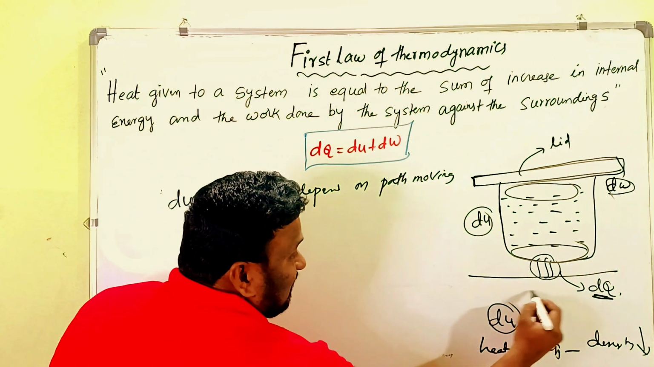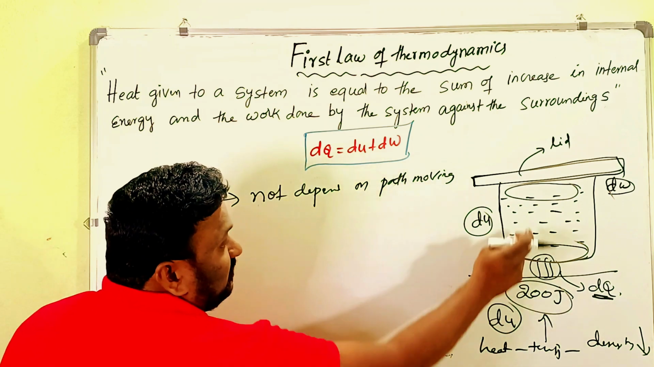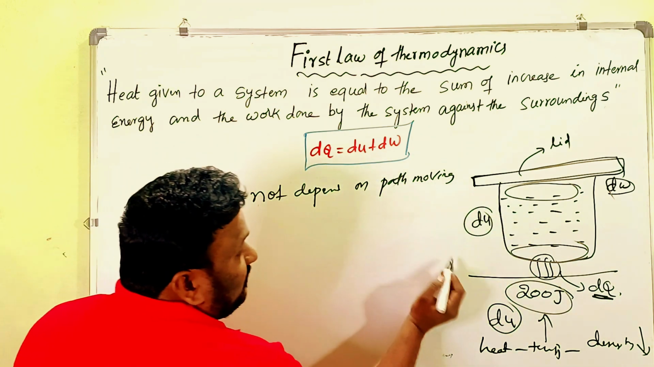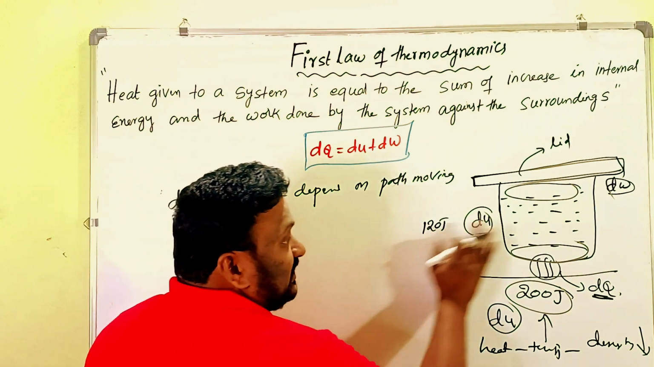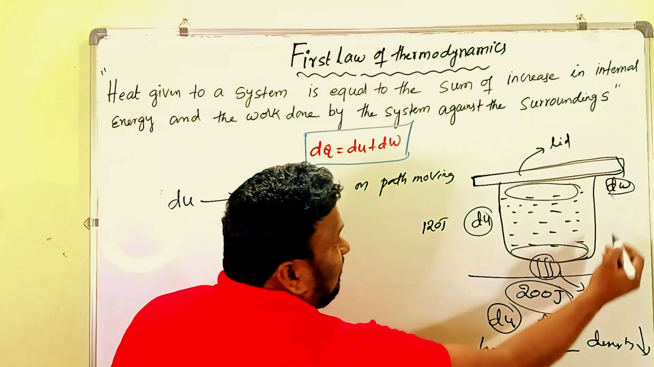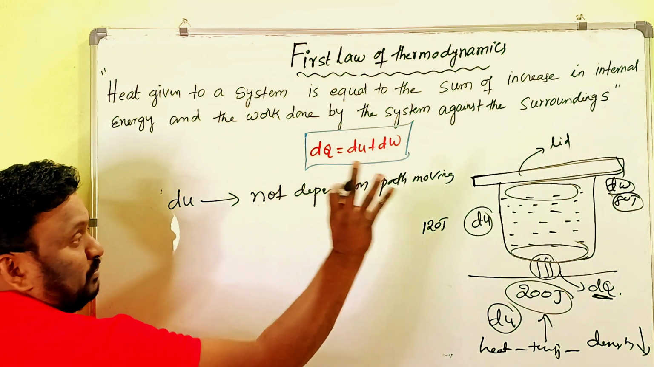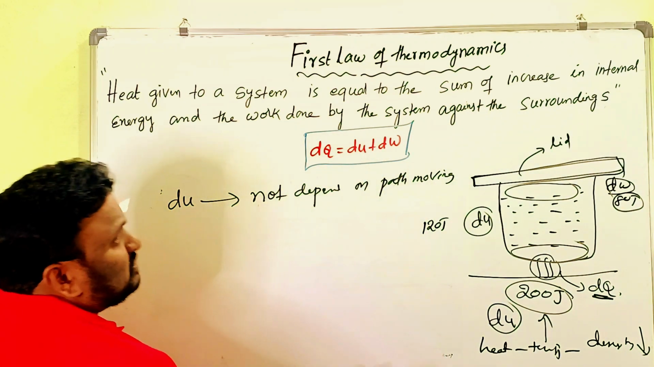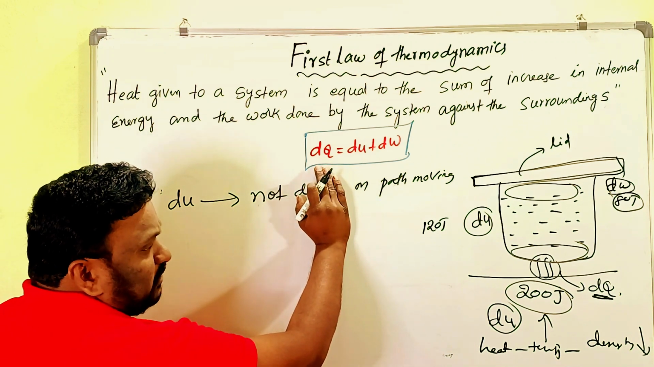So for example, we are supplying some 200 joules of heat to that water. In that, 120 joules are converted into internal energy, and the remaining 80 joules can be used to push that particular lid. That is simply what we are going to discuss: the first law of thermodynamics.